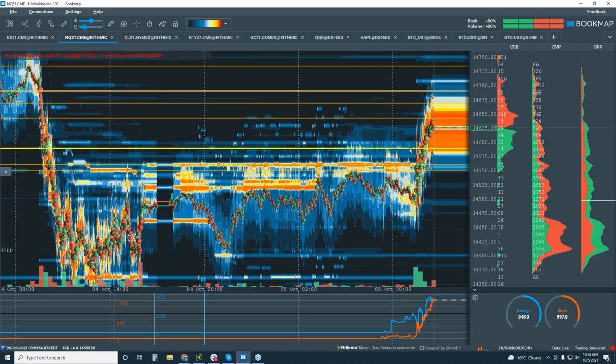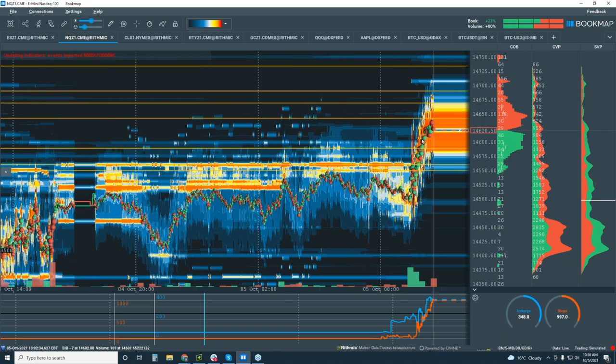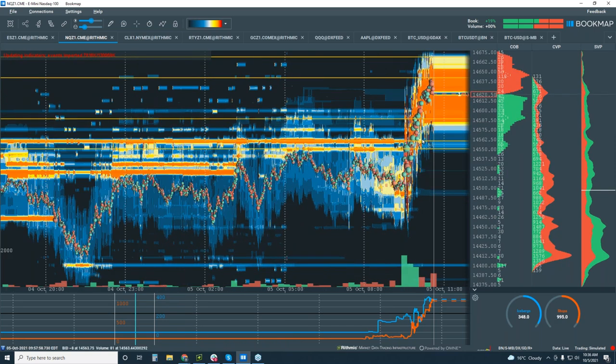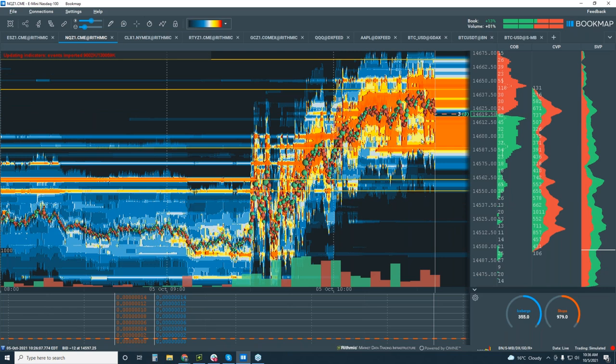And it doesn't take a whole lot of buying to do that, actually. That's why they're called low volume pullbacks. There's just not a lot of selling. The sellers have not engaged into it. And that's how you get these grinding moves.